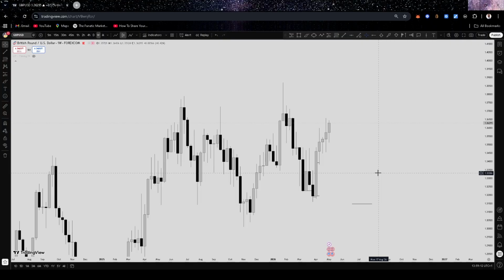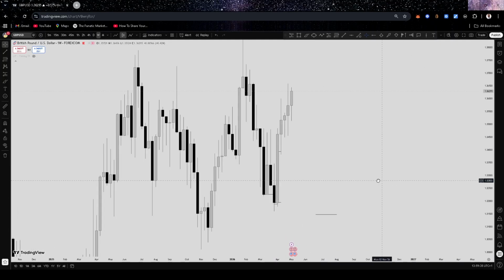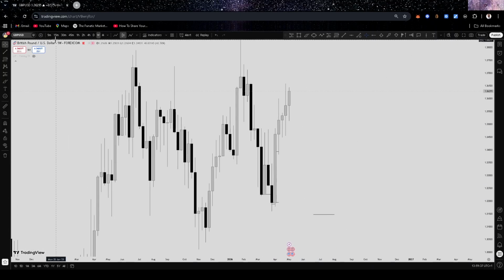For my weekly outlook, I always check the higher time frames, like the weekly and the monthly, and every day I focus on the daily time frame to see what it is telling me, and what the previous daily candle did. So today we are going to pay attention to this pair, which is GBP USD.